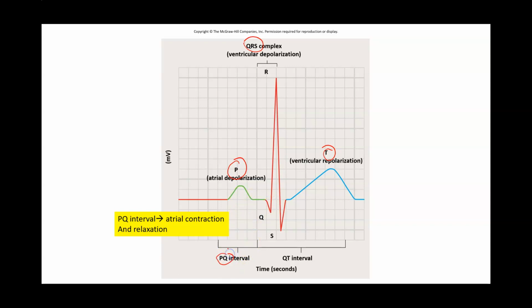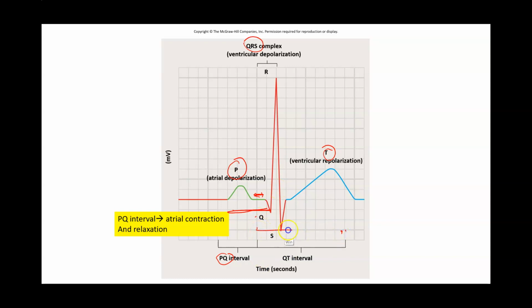So we have a PQ interval. Between P and Q, there's an interval. And this area right here is showing us the signal going from the AV node into the ventricles. So the longer this segment, the longer it's taken for that signal to travel from the AV node into the ventricles. Then we have the QRS, and the interval there will be the QT interval.